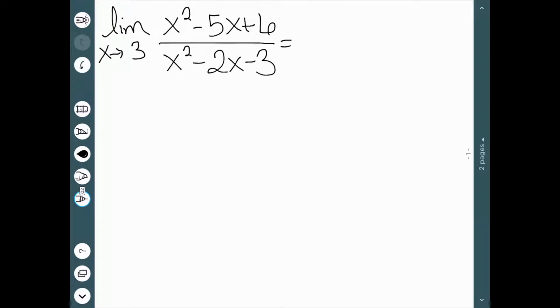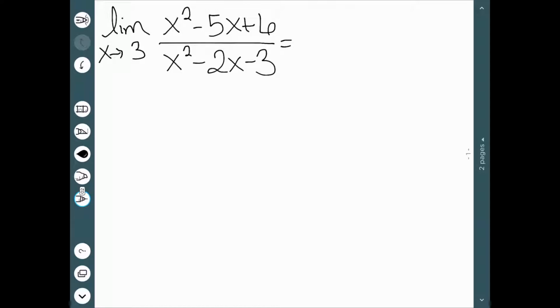Our last video showed us how to do some of the basics of taking a limit. So now that we've done that, let's try some little more complicated examples. Here I have the limit as x approaches 3 of x squared minus 5x plus 6 all over x squared minus 2x minus 3. Well, in our last video we talked about how we can just evaluate the top at 3 and evaluate the bottom at 3.